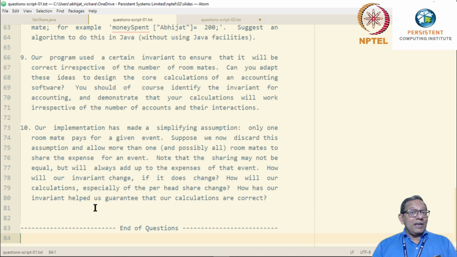How will our invariant change, if it does change? How will our calculations, especially of the per head share, change? How has our invariant helped us to guarantee the correctness of our calculations? Apart from the programming exercise, we suggest that you also try to answer these questions for yourself. Of course, you are welcome to discuss them on forums.